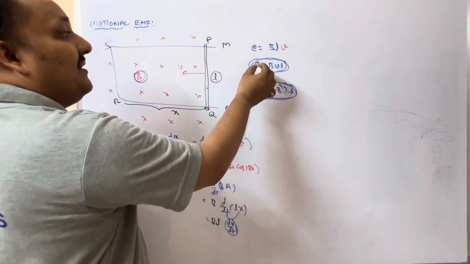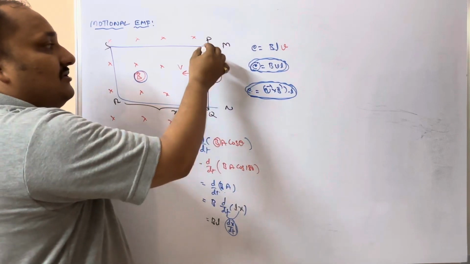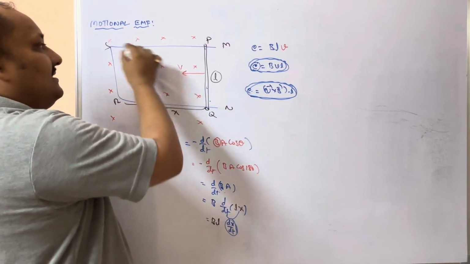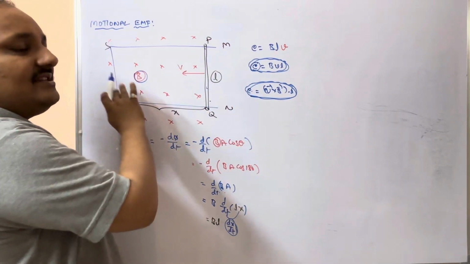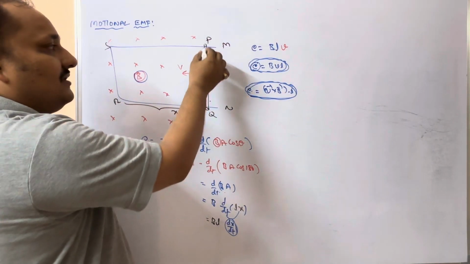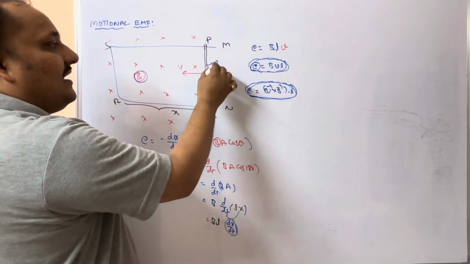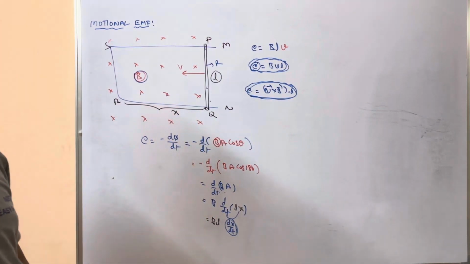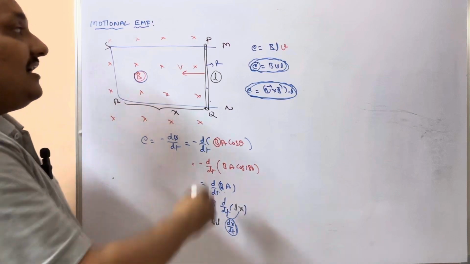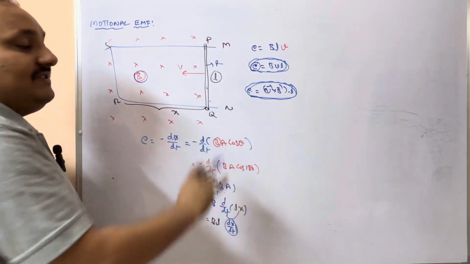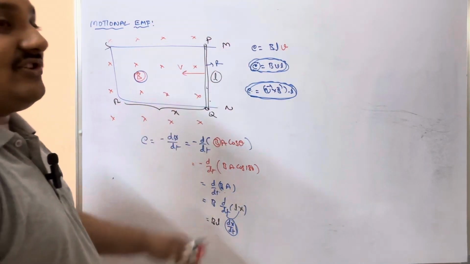Now induced EMF is generating. Let us assume the frame is not having resistance. Let us assume if it is having resistance also, we will see how to solve it. So this wire is having resistance capital R. Then how much current is passing within this P and Q, which is the higher potential, which is the lower potential, and what is the direction of the current?